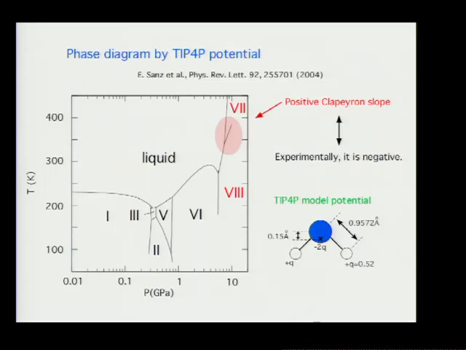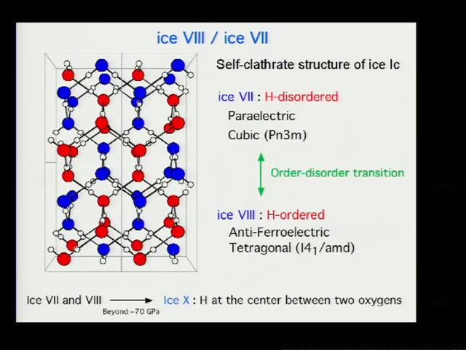That is, in experiment, the phase boundary between ice VII and ice VIII has a negative Clapeyron slope, but this model potential predicts a positive Clapeyron slope. Therefore, at the high pressure region, we must deal with ice by first principles. So in this talk, I will investigate the phase boundary between ice VII and ice VIII by first principles.